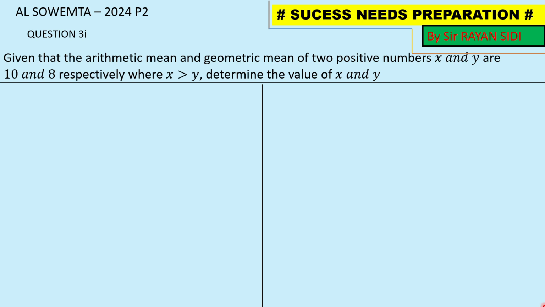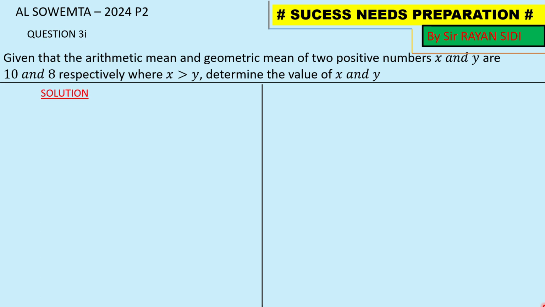So the question reads: given that the arithmetic mean and geometric mean of two positive numbers x and y are 10 and 8 respectively, where x is greater than y, determine the value of x and y. They said arithmetic mean and geometric mean. So first of all, the arithmetic mean is what?